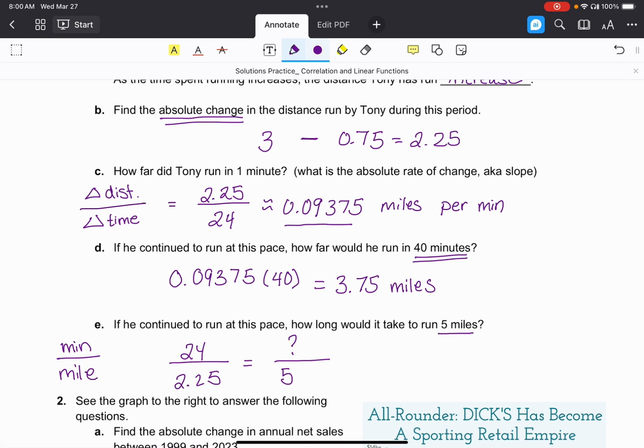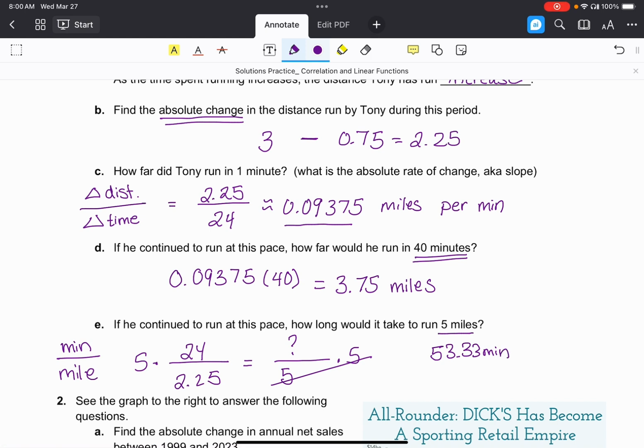Now, keep in mind, there's all different ways to solve a proportion. I find the quickest way, I'm just going to multiply by 5. I treat it as two fractions, just a generic equation. So I'm going to multiply both sides by 5, and I'm going to figure out my time here. So 24.25 times 5 comes out to about 53.33 minutes.